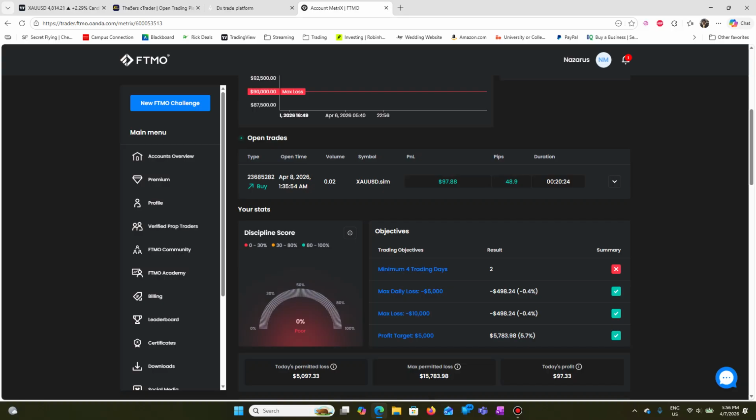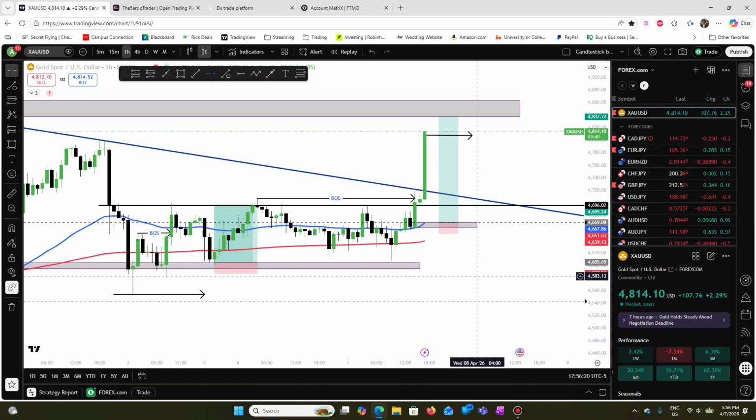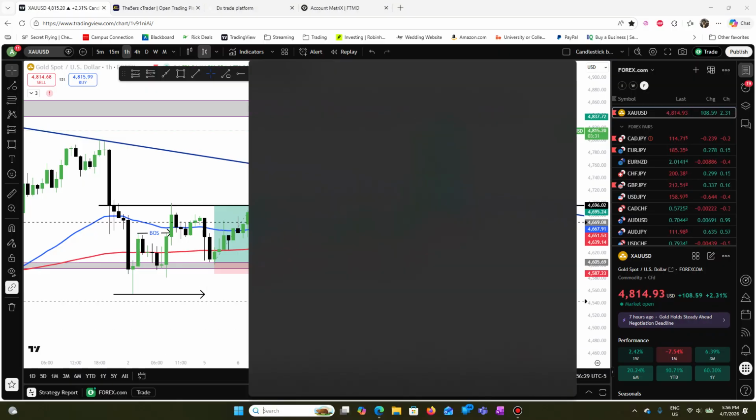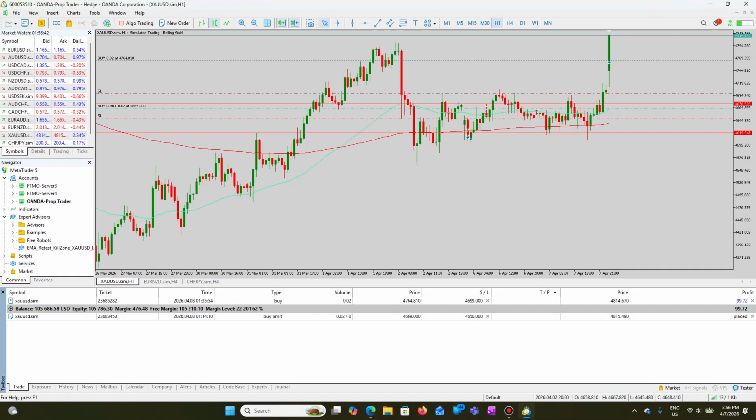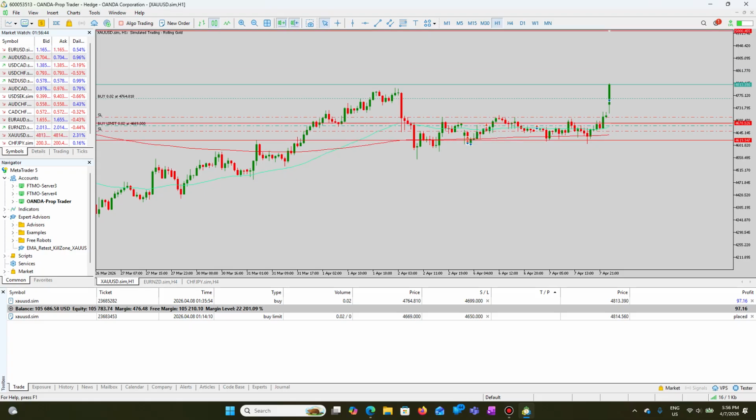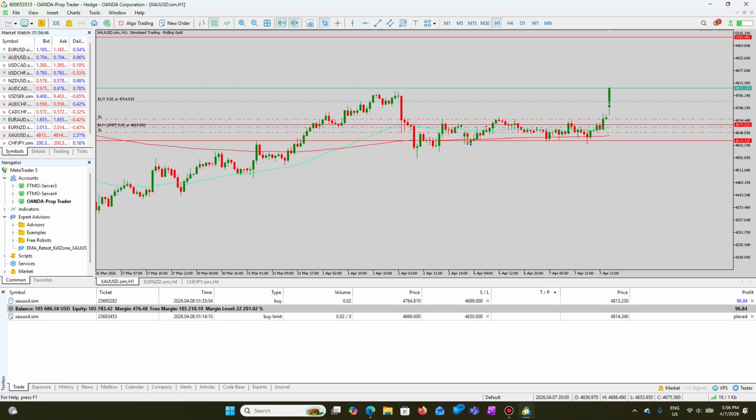If I go to my gold, wow, it's just ripping, just pushing. If we go to MetaTrader 5 for our FTMO account, we would see the trade on gold that we took. There we go. That was a trade that we are currently in. We got in here, and we have a stop loss here.